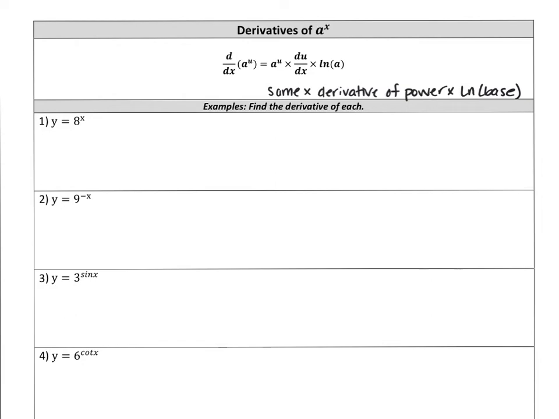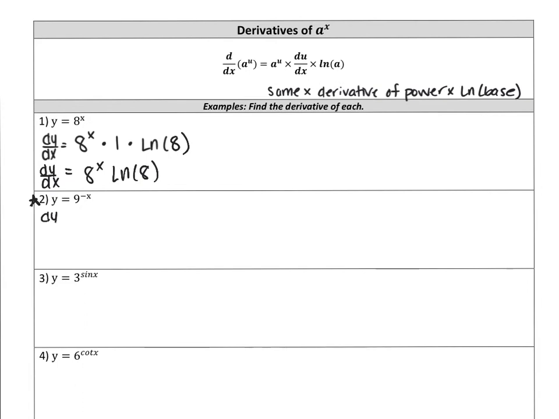So for example number 1, if I want to find the derivative, dy over dx, same times the derivative of the power. Well, the derivative of x is just 1, times ln of the base, the big number, 8. So again, if you want to simplify, dy over dx is 8 to the x, ln of 8. And that's it. That's your final answer. That's your derivative. Okay, why don't you guys try number 2 and then hit resume when you're ready for the answer.